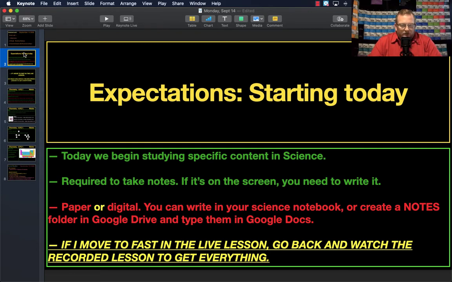All the stuff are things that you need to write. You can either do it on paper in your notebook if you have one, or you can create a notes folder in Google Drive and type them in Google Drive. So I'm going to give you the option of doing it paper or doing it digital, but you need to have all of these notes. When I give tests, quizzes, and CFAs, you will have the ability to use your notes. So it's important to have them so that you have them when you need them.